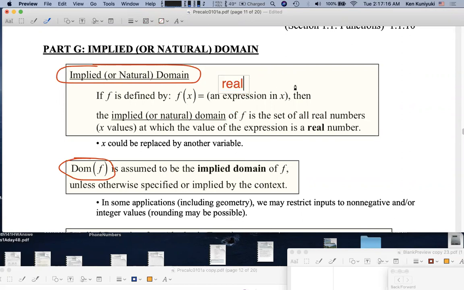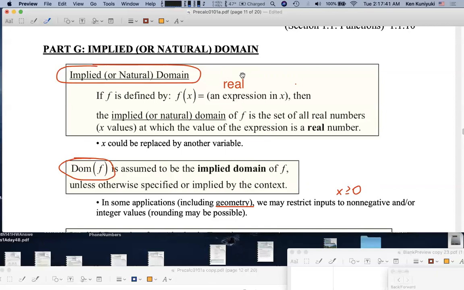We have to keep it real. Now, sometimes in a word problem or a geometry problem, we might have other restrictions, like, for example, x has to be non-negative. But for the most part in this chapter, we're talking about the implied mathematically natural domain.